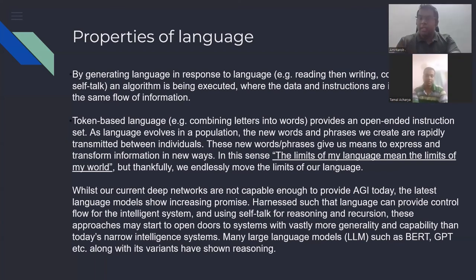So there's a good hope that we will be able to crack this problem. Basically, the idea is, if you control the language, you can have a control flow for intelligent systems and self-talk for reasoning and recursion. These approaches will open doors for even more research and more complex concepts, like even getting causality involved in the whole discussion, right? Exactly. So it might actually be extremely important to enhance our narrow intelligence system with a language system.